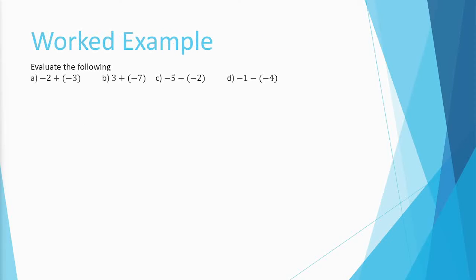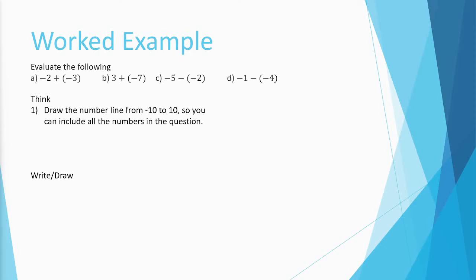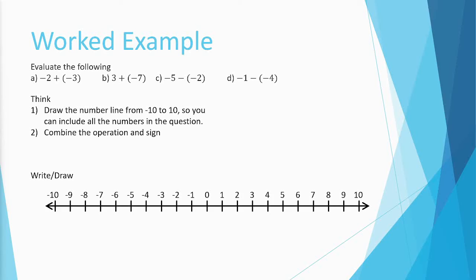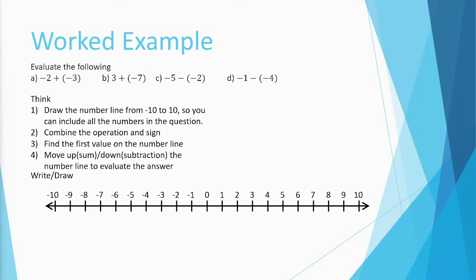So here we go, we've got our 4 questions again, and the steps are very similar. So again, I'm going to do my thinking and my writing on the page. So step 1, exactly the same as before, I'm going to draw up a number line. So here's my number line. Step 2, I'm going to make a little bit of a change though. I'm going to combine the operation and the sign. And then step 3, I'm going to find that first value again. And then step 4, I'm going to be moving up if I'm summing or moving down if I'm subtracting.